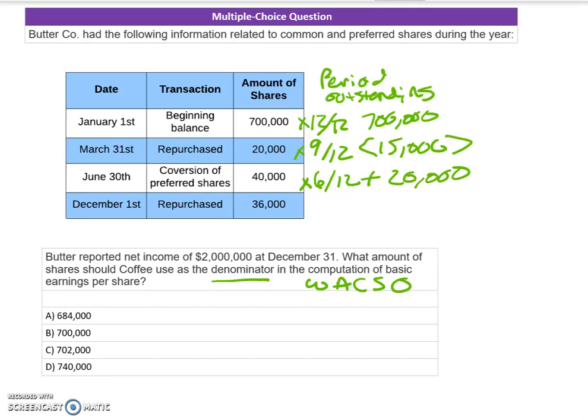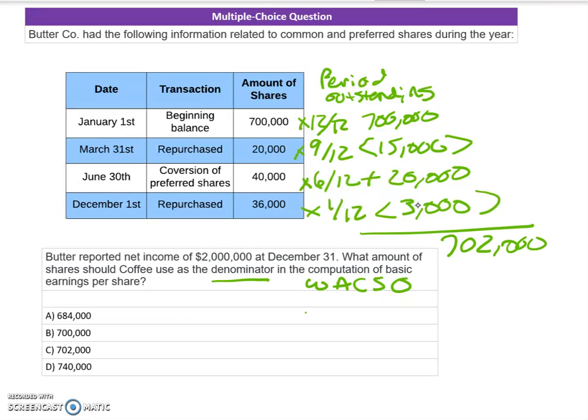Repurchase 36,000 only for 1 month. Same story as March 31st, except the only difference is it's going to be 1 of 12, not 9 of 12. So we're going to be subtracting 36,000 times 1/12. Only going to be 3,000 here. 700,000 plus 20,000 less 18,000. Final answer is going to be 702,000.